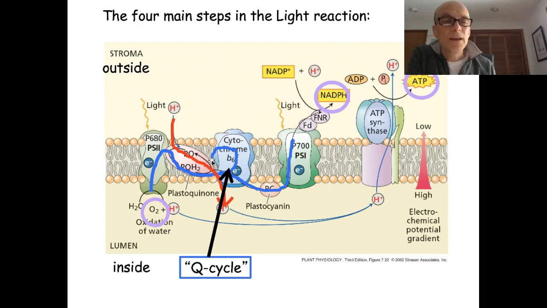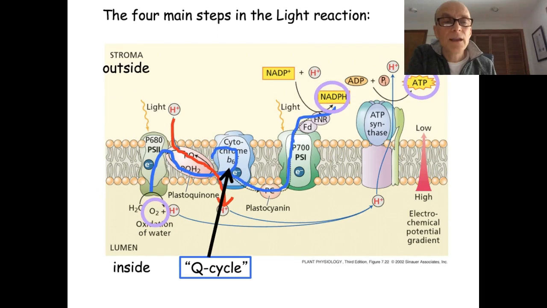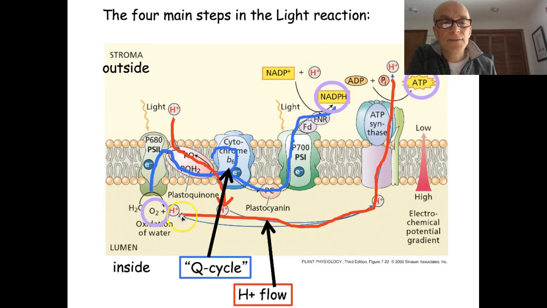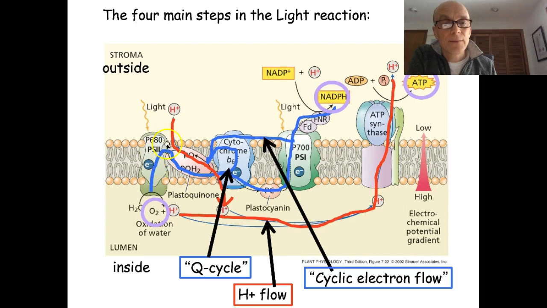Now, how does that work? There's one part that's circular, where we have circular electron flow, and that's called the Q cycle. And we'll go into a little bit more detail here in a second. And there's another part where you have hydrogen flow this way, later on hydrogen flow that way. Here's your Q cycle, where the electrons can go in a cyclic way, and in a second place, that is called the cyclic electron flow.